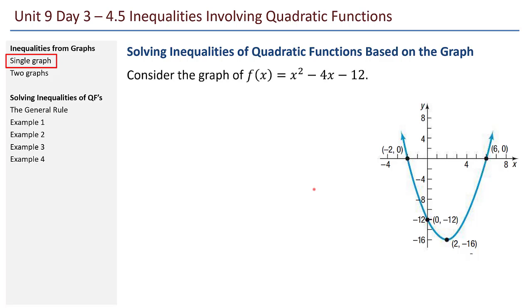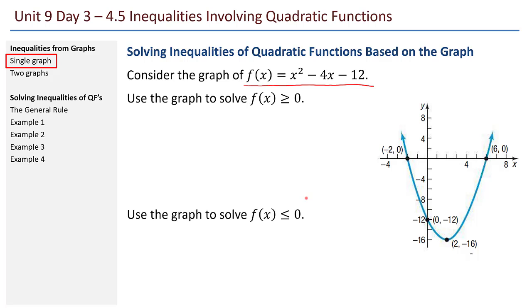Let's begin by looking at the graph of a quadratic and answering some questions about inequalities. So, consider the graph of f of x equals x squared minus 4x minus 12. That's what's graphed to the right. Use the graph to solve f of x is greater than or equal to 0. So the f of x refers to the y values.